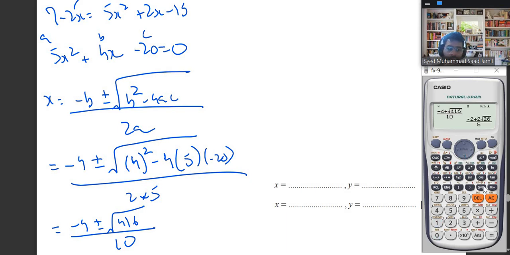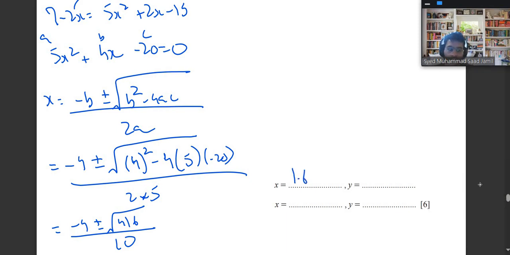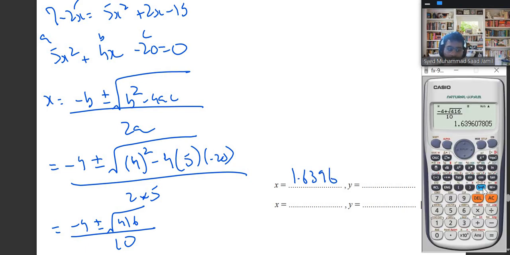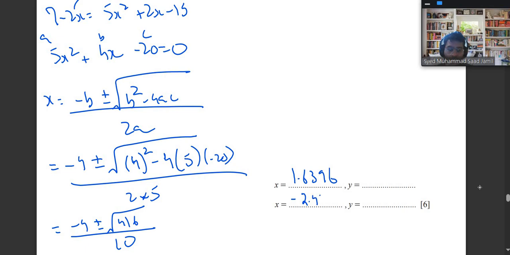Upon 10. So one value of x is 1.6396, and the other value of x is, what's the other value? Okay, my bad, sorry. I have to solve it like this now. Minus 4 minus root 416 upon 10. So the other value is negative 2.439.